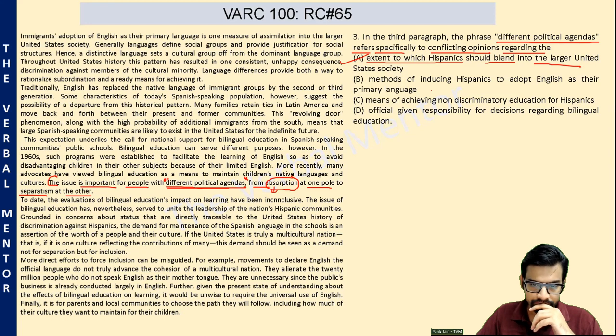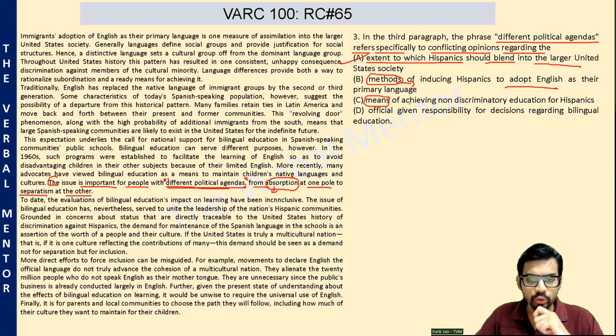Option B, methods of inducing Hispanics to adopt English. The debate is not about the methods in which they can be taught to adopt English. Rather, they have to be blended into the broader culture, but methods, there's no talk of methods. The debate, or the different political agendas, do not refer to the methods.